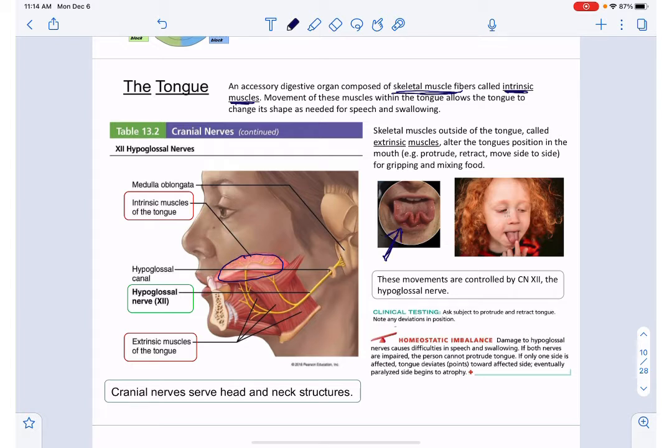Like this elaborate shape right there, which I'm certainly not able to do. But all these movements here of the tongue, within the tongue, are caused by skeletal muscle movements within the tongue. And what is that important for? Well, changing the shape of the tongue is important for speech, and it's also important for swallowing.